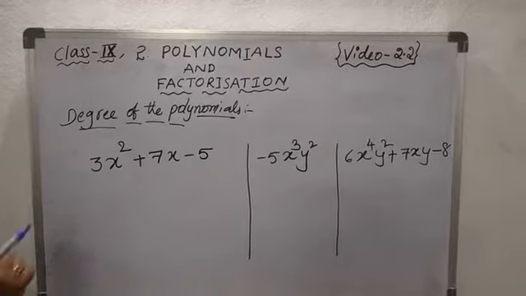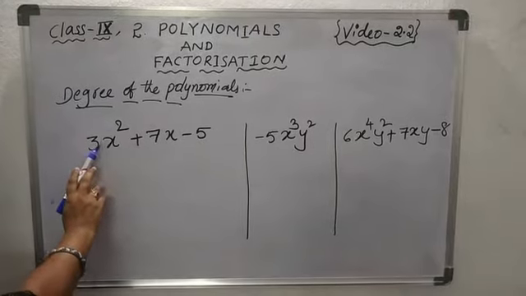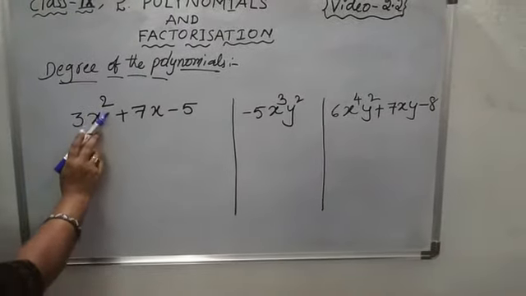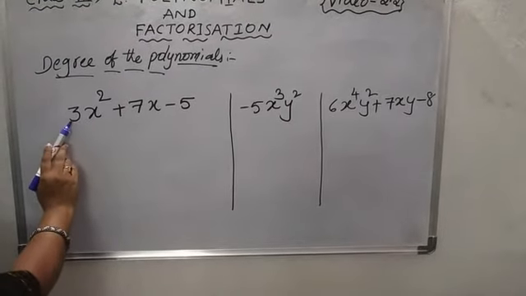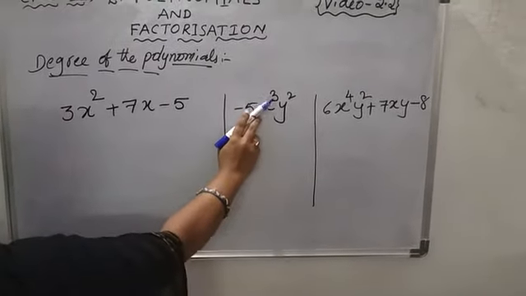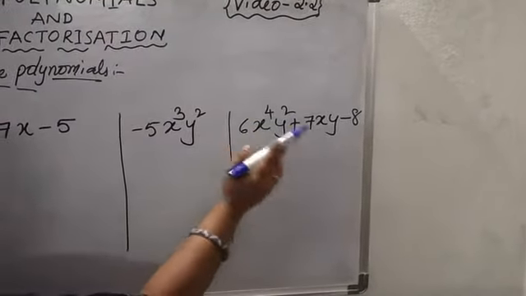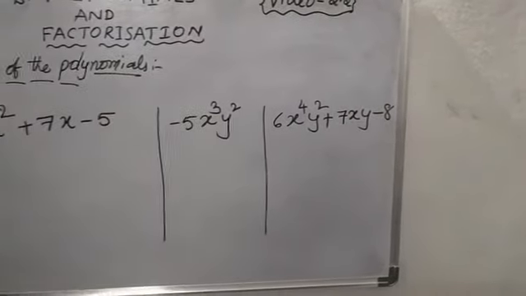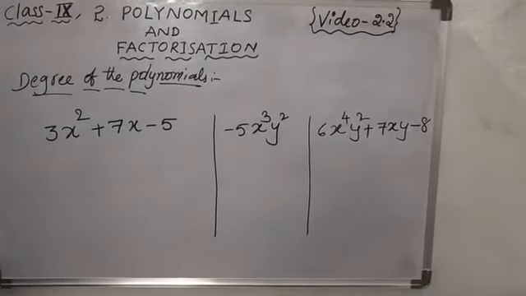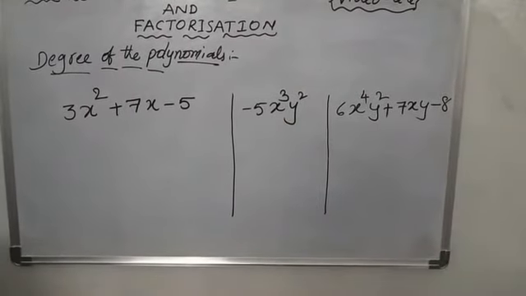Here each term of the polynomial consists of the product of a constant. This constant is called the coefficient of the given term. Here in 3x square, the coefficient is 3. The coefficient of x is 7. The coefficient of x cube y square is minus 4. The coefficient of x power 4 y square is 6. The coefficient of xy is 7. Like that, the product of a constant and a finite number of variables raised to non-negative integral powers. Degree of a term.